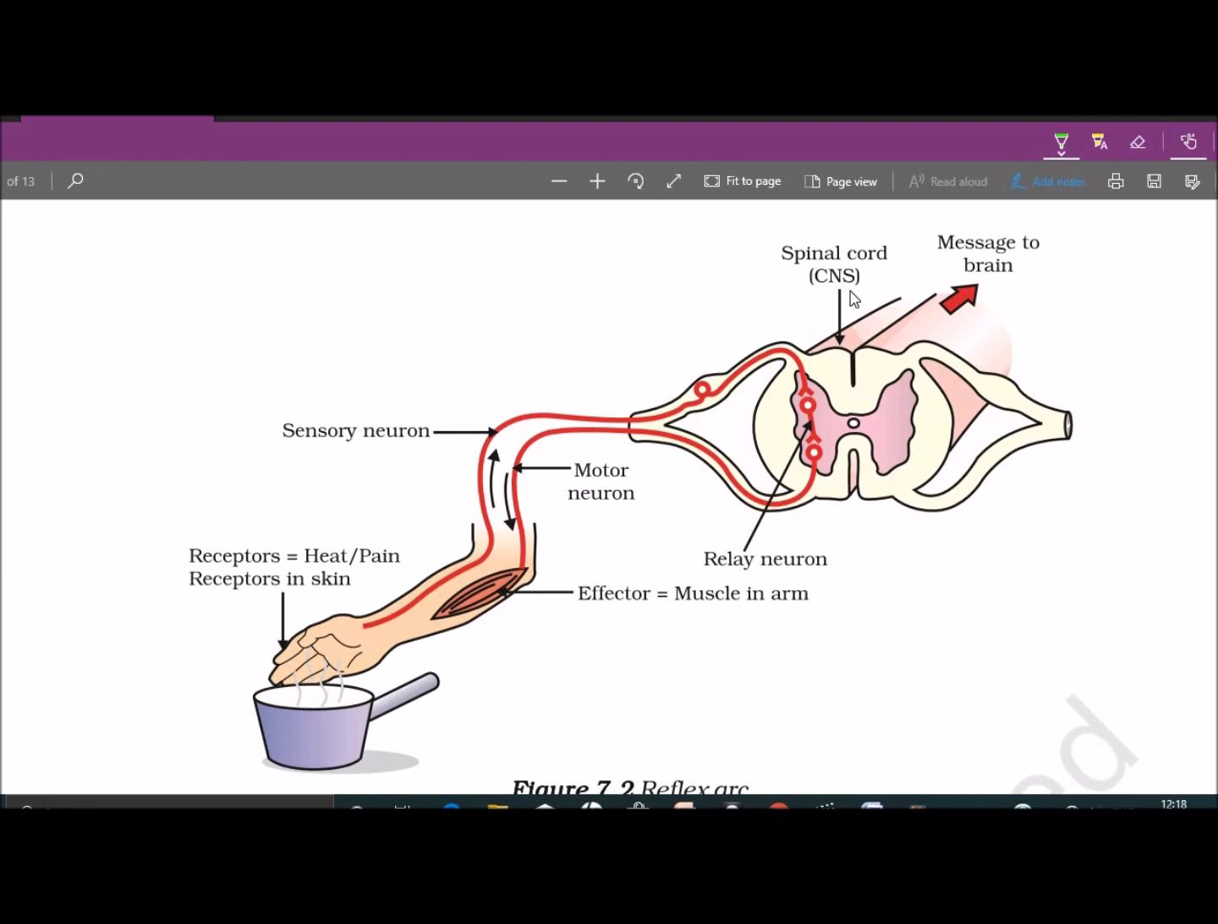The human nervous system is divided into two parts, that is CNS and PNS. PNS refers to the peripheral nervous system. The central nervous system includes the brain and the spinal cord, and the peripheral nervous system includes the voluntary and the involuntary nervous system. So that's all for today's video.